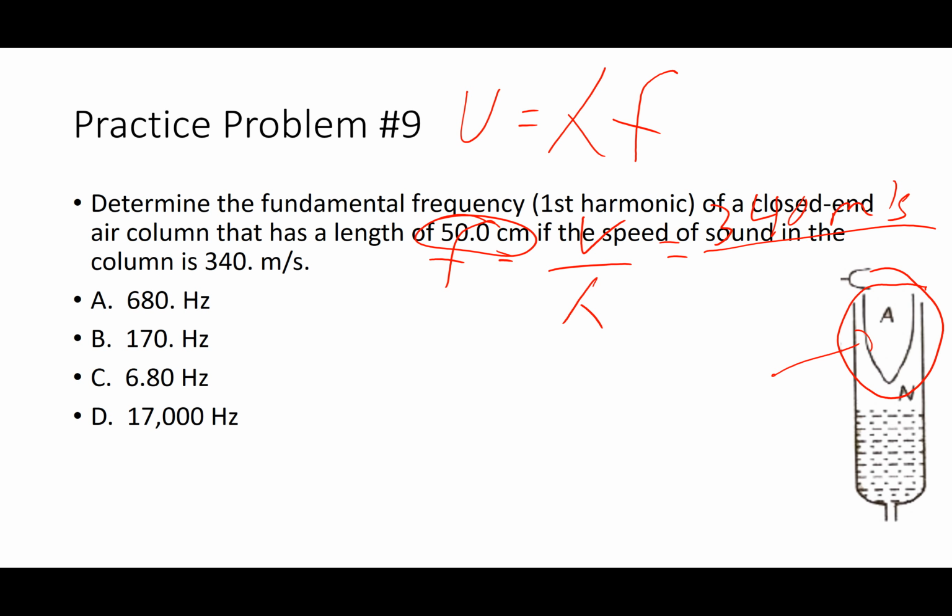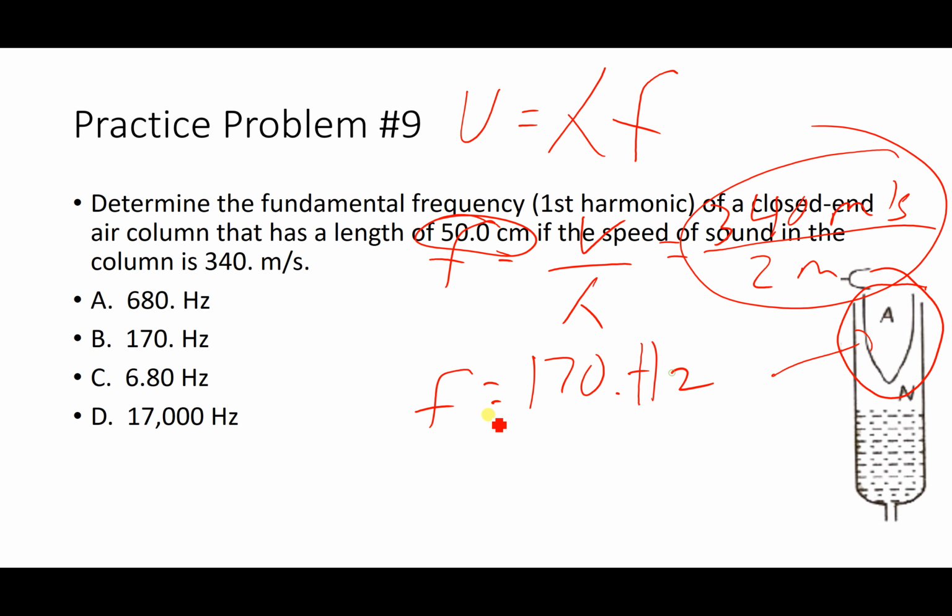So we need to do this in meters per second. So 200 centimeters is 2 meters. So we're going to put 2 meters right here for our wavelength. So 340 meters per second divided by 2 meters ends up giving us a frequency of 170 hertz.